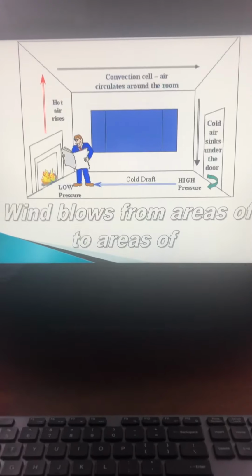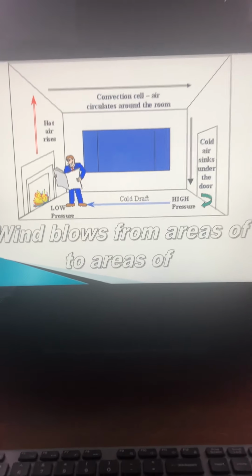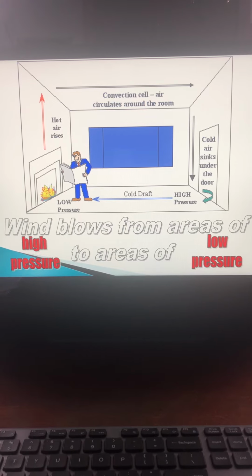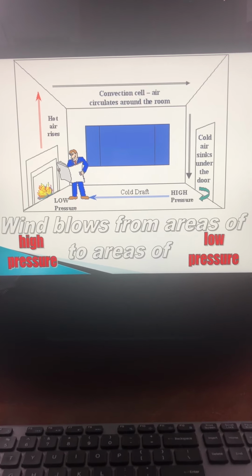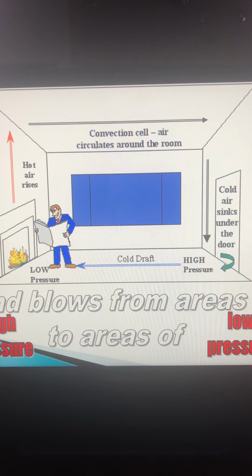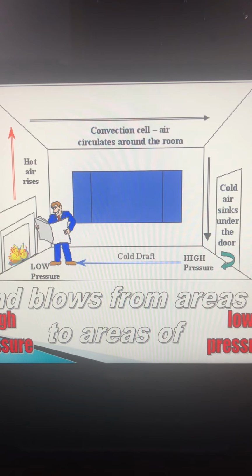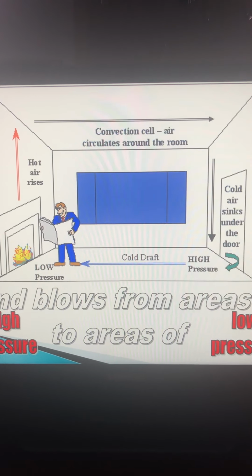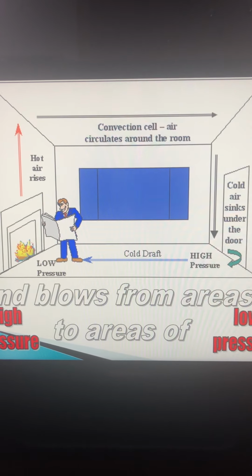Or we could look at it this way with this picture. Basically, it says that the wind is going to blow from areas of where to where. It's going to go from high pressure to areas of low pressure. If I can zoom in a little bit more with this picture, you can see that this is a convection cell. And in this particular cell, it's a room, and the air is going to circulate the room. And this could be happening even in your own house.